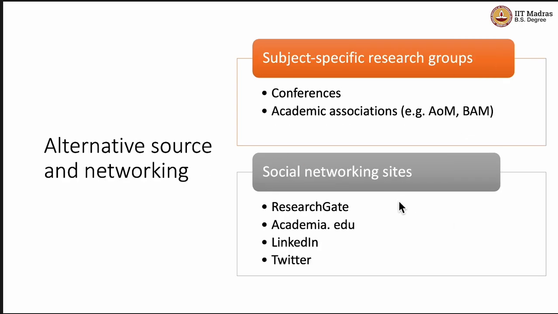The other one is other sources and networking. So you can go to conferences or some kind of academic association like AON or BAM. Some people attend, or people go to conferences to create networks with other researchers, and also some kind of networking website like ResearchGate I mentioned earlier, Academia website, LinkedIn. Some people use them for their publications or to bridge a new idea through LinkedIn, or Twitter. Some people like to tweet to talk about it.